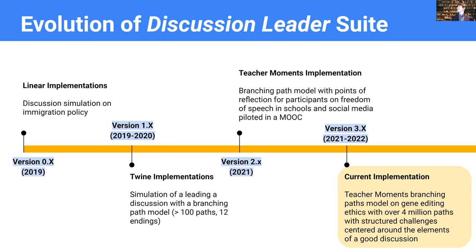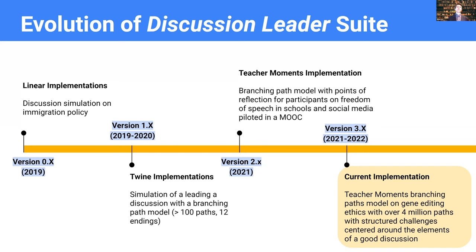And now I'd like to talk specifically about the evolution of the Discussion Leader Suite. Discussion Leader is a type of practice space specifically designed to help practice leading a controversial discussion. Our original version was a linear implementation made in Google Slides, where you would type in what you say, and no matter what you said, the simulation progressed the same way, about immigration policy. And then we eventually moved to Twine, which is a choose-your-own-adventure game engine, where we created a branching path model, again about immigration policy, with over 100 paths and about 12 different endings.